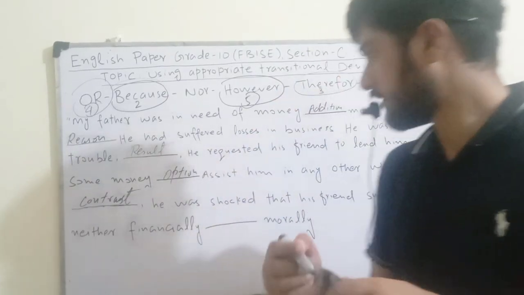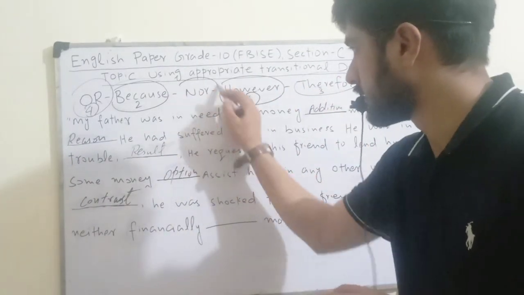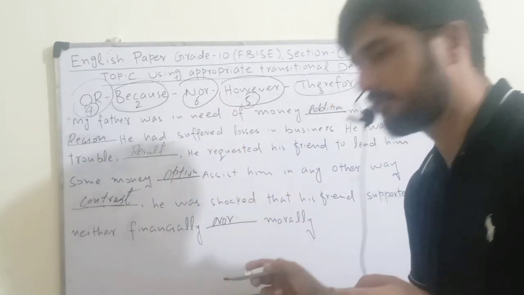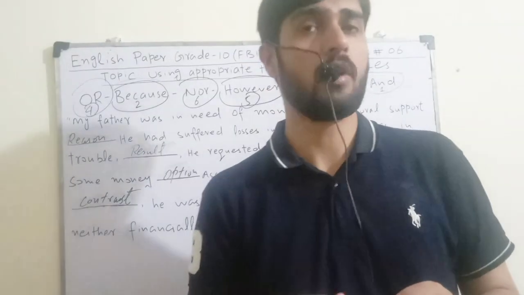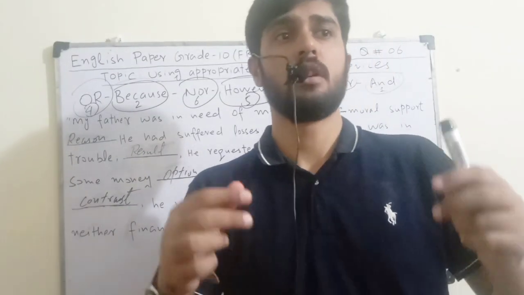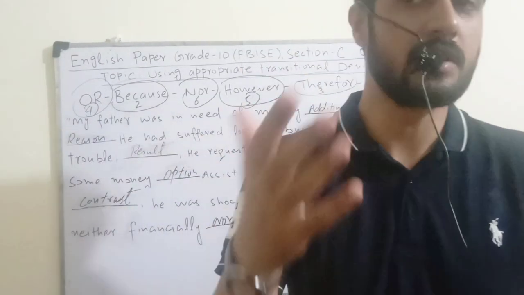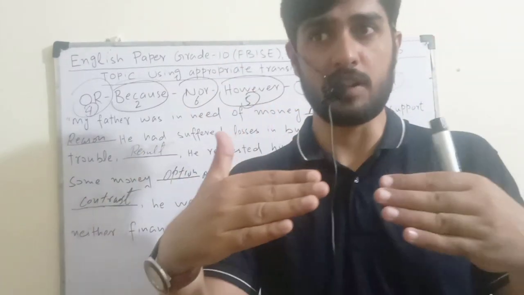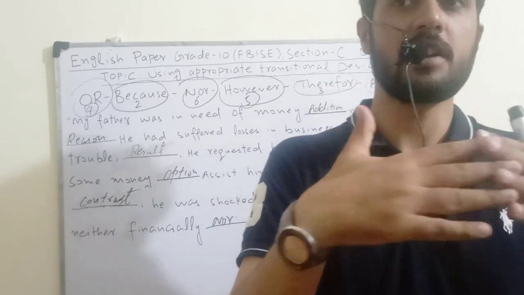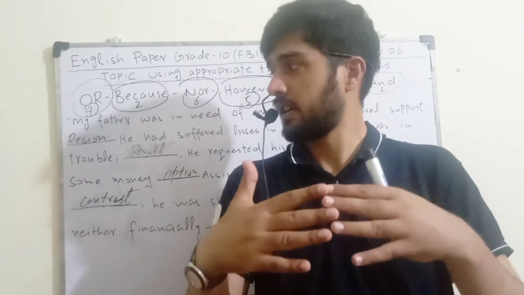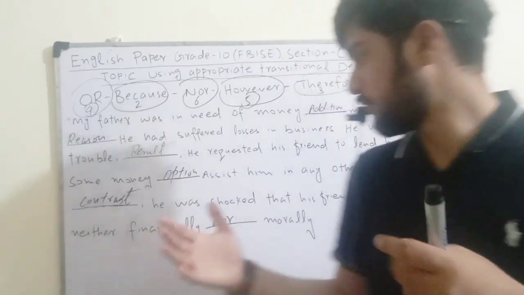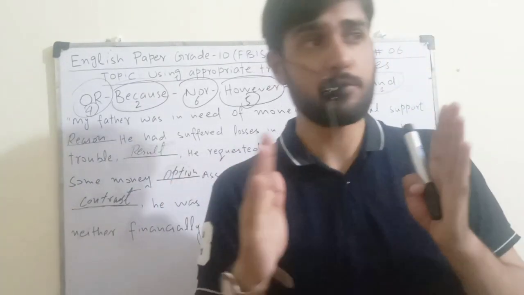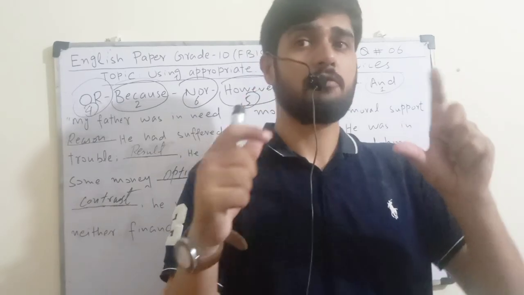And the last transitional device will be "nor." Why do we use "nor"? We use "nor" as a transitional device in terms of two negative ideas, a relation or connectivity between two negative ideas. That's why we use "nor." So this is the appropriate use in the sense of transitional devices.